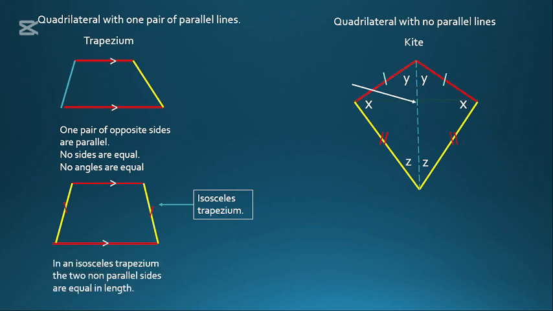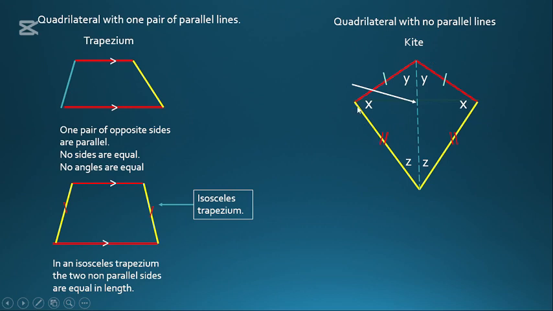Okay, so in an isosceles trapezium, the two non-parallel sides, these two, they are equal in length. Also, only one pair of parallel lines. Then lastly, the quadrilateral with no parallel lines, nothing at all. Right, we call this the kite.